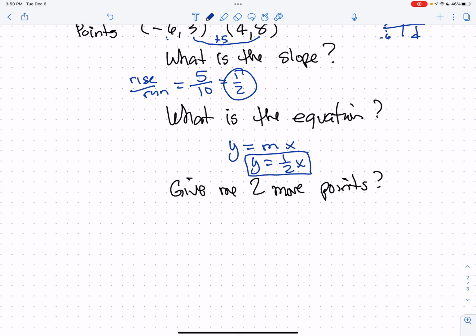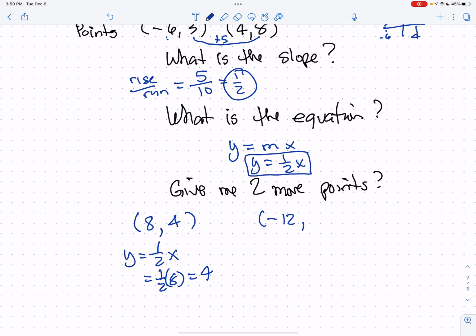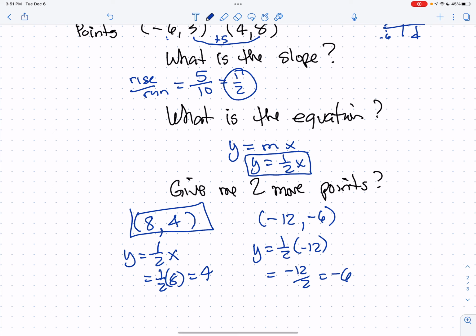So to do 2 more points, we just have to choose an x and plug it in. So let's choose an x of 8. So if I plug 8 into the equation, y equals 1/2 x, half of 8 equals 4. So this is 4. Let's choose a negative number for x. Let's say x is negative 12. So y equals 1/2 times negative 12 equals negative 12 over 2 equals negative 6. So y is negative 6. So there's 2 more points that are on the line.